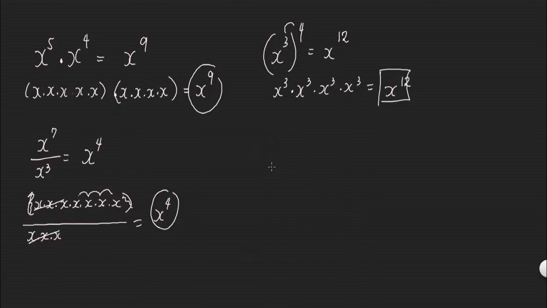For the fourth example, we have x raised to 0. We all know that anything being raised by 0 is always equal to 1. Okay? For example, we have 4 raised to 0. So 4 raised to 0 is 1. Okay? For the fifth example, we have x raised to negative 3.